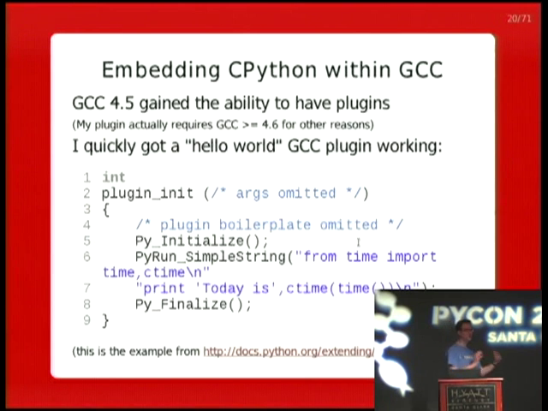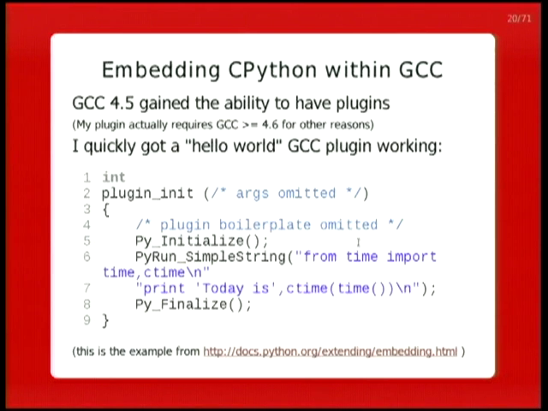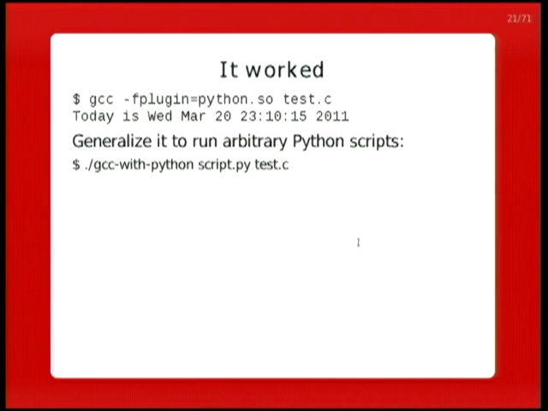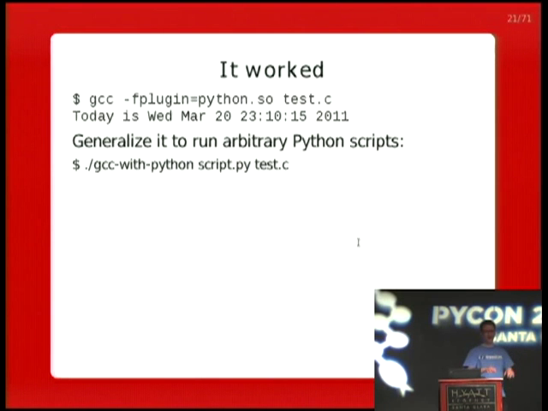So I looked at the tutorial for how to write a Hello World GCC plugin, and I looked at the tutorial for how to embed Python into an app, and I introduced them to each other, and very quickly had a working GCC plugin that ran the Python interpreter. At line 6, this is the CPython API call to run this fragment of Python code, let's print the time. You run GCC with the new plugin on test.c, compile it, and lo and behold, you have Python code running inside the compiler doing stuff.